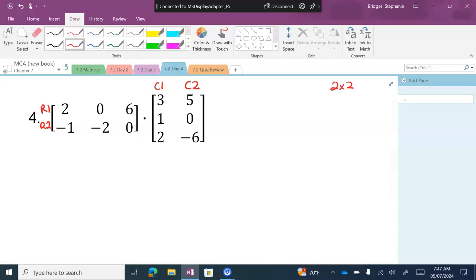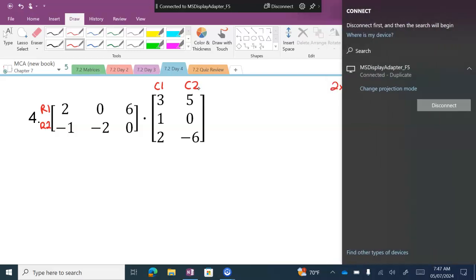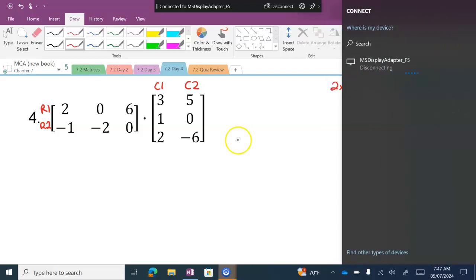If this will catch up with me. It's probably not going to work right. I put a C1 above the first column and a C2 above the second one. It's just not seeming to work for me today. Let's try this one more time.